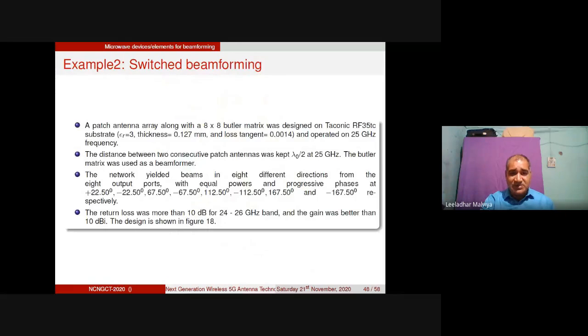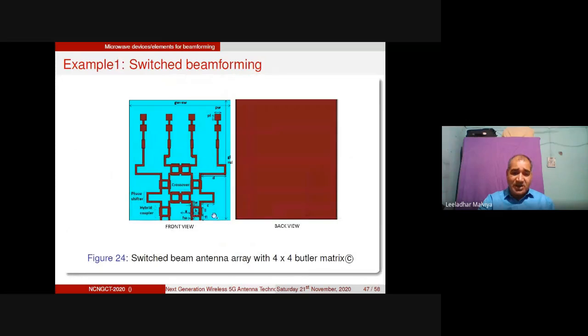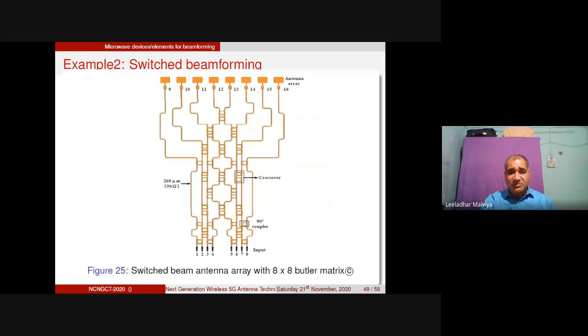But if you look at the previous scenario, the 4x4 Butler matrix is able to show 4 beams in 4 different directions, and that's why plus minus 45 degree as well as plus minus 10 degree directions were covered with the 4x4, right? So depending on your requirement, depending on the priority of the services, you can create a particular type of beam in a particular direction.